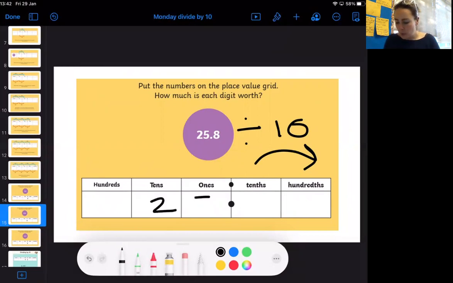Your 25.8 should look like this on your place value grid. If we're dividing it by 10, we are going to move it across one space. So instead of 25.8, it should be 2.58.